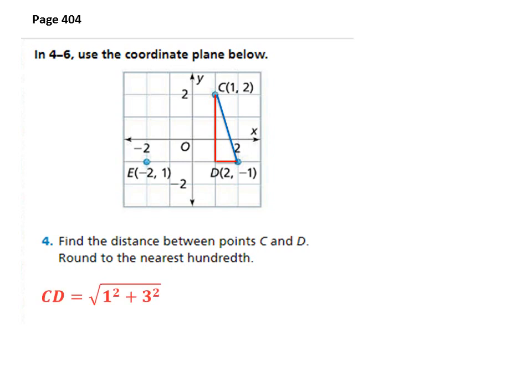CD, the hypotenuse, equals square root of 1 squared plus 3 squared. The horizontal leg is 1 step, so it's 1 squared. And the vertical leg or the vertical distance equals 3, so it's 3 squared. Of course, 1 squared is 1, 3 squared is 9. So it's square root 1 plus 9, it's square root 10. Now, use the calculator to find approximated value for square root 10 to the nearest hundredth. Yes, it's about 3.16.